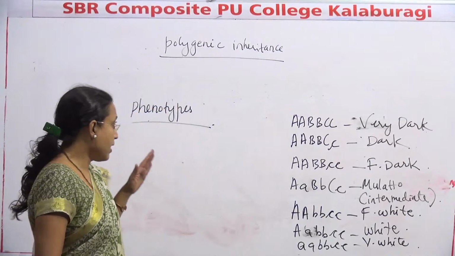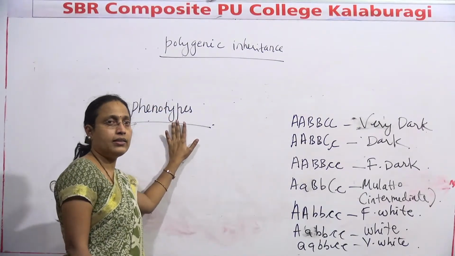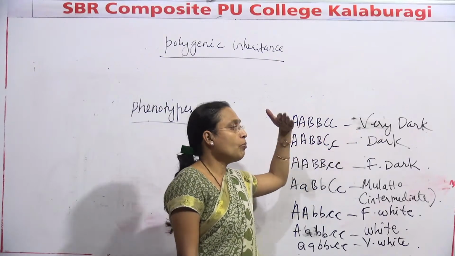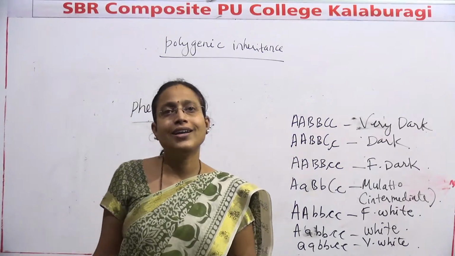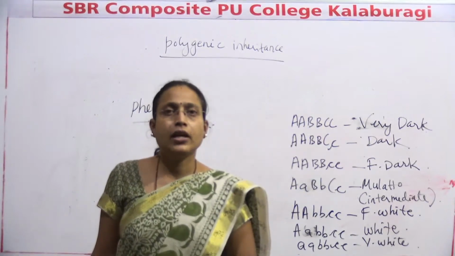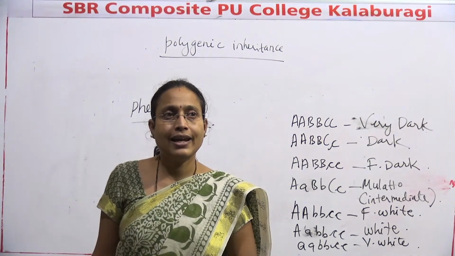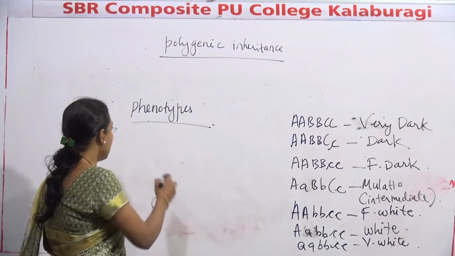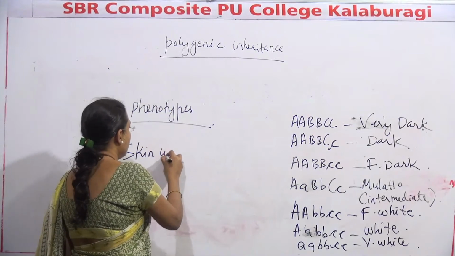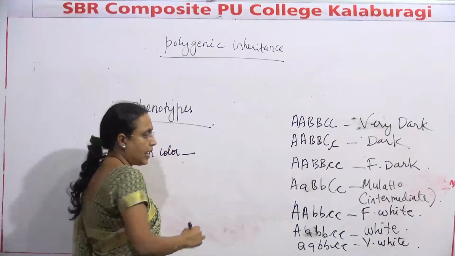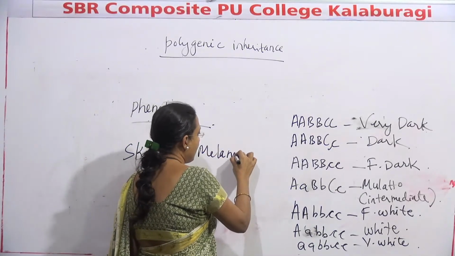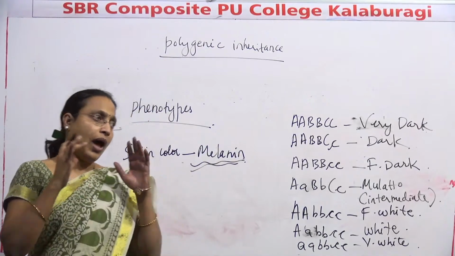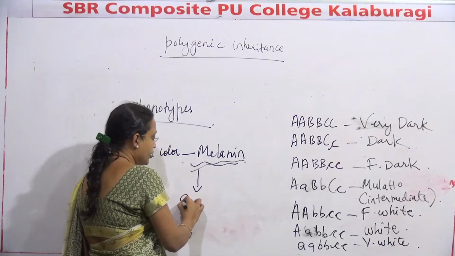So what you noticed is that ultimately the dominant allele is the one that is imparting a dark color to the skin. Okay. So the more the dominant alleles, the darker the skin. That's why we say it is a cumulative effect. So polygenic inheritance is an example of cumulative effect. Okay. And skin color of human beings depends on a pigment, and that pigment is called melanin. And this melanin is controlled by dominant alleles.